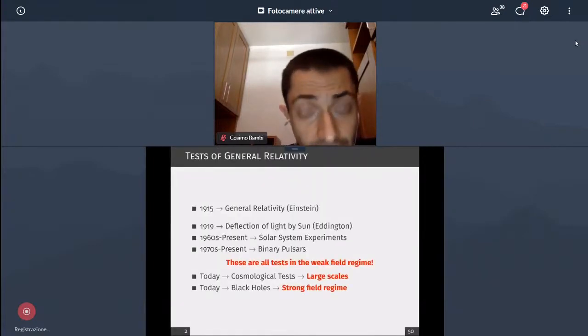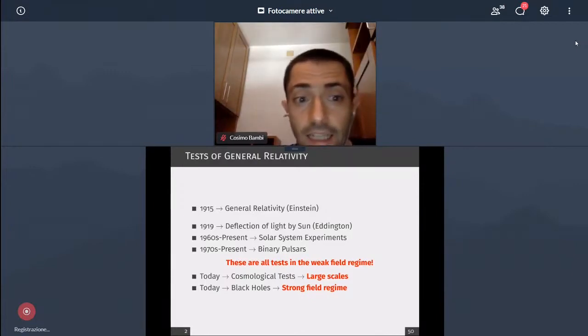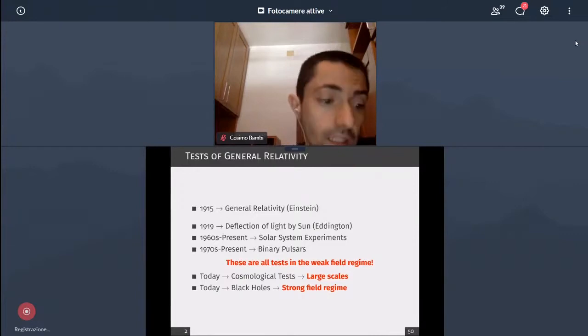About the motivation, general relativity was proposed at the end of 1915, but the first systematic experimental tests started much later because general relativity is difficult to test. Systematic tests started in the 60s and even 70s with experiments in the solar system and observations of binary pulsars. And in the past 50, 60 years, general relativity has been extensively tested in the so-called weak field regime, which means the system can be described as a Newtonian system plus some small corrections. We want to check whether these corrections are consistent with the predictions of general relativity.